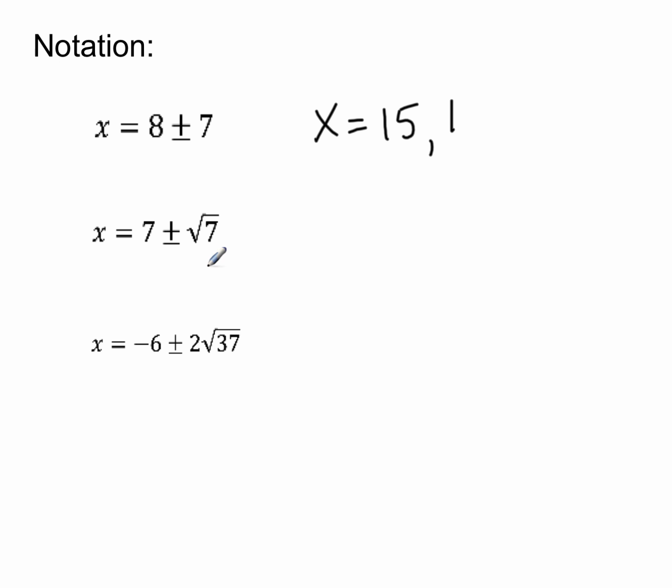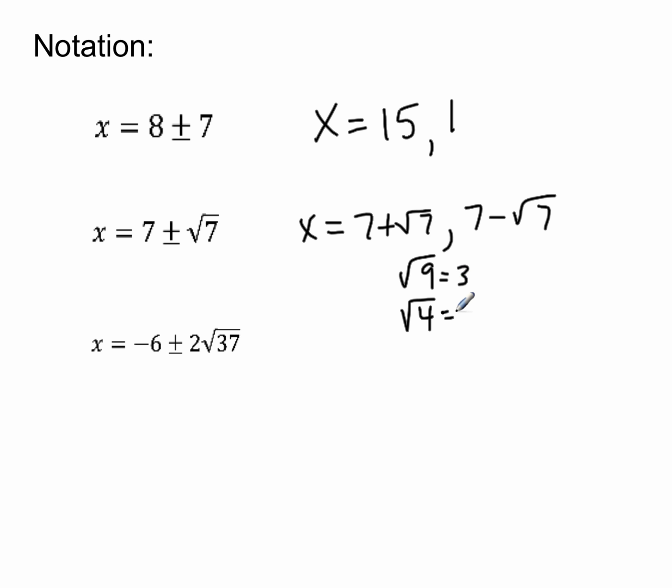Okay, here is a little trickier one: 7 plus or minus root 7. Well, root 7 doesn't simplify anymore. So the answer here is 7 plus root 7 and 7 minus root 7. I could write that too, but this is a lot easier. Root 7 is very close to what? Root 9? In between root 9 and root 4, so it's in between 3 and 2. In fact, probably right in between.